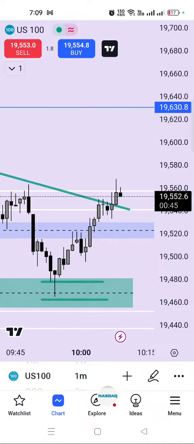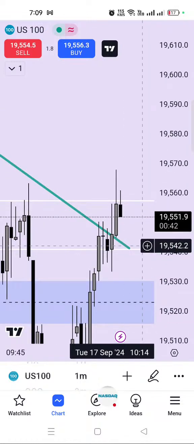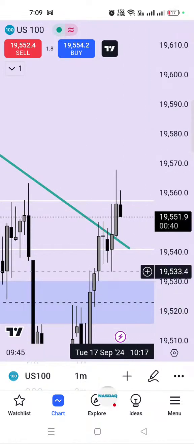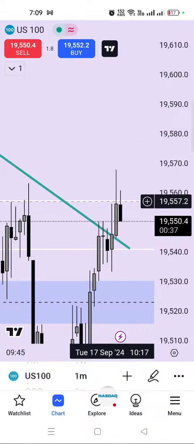This can turn itself into a fake out. If we move below this point and retest this box, then I'm going to try to buy it again. We'll see.